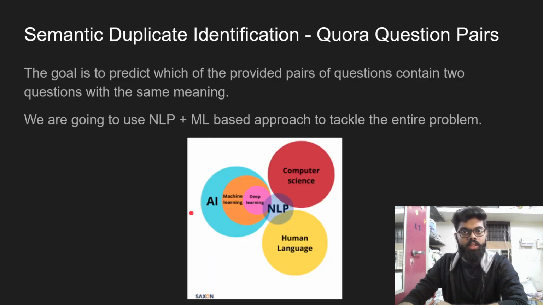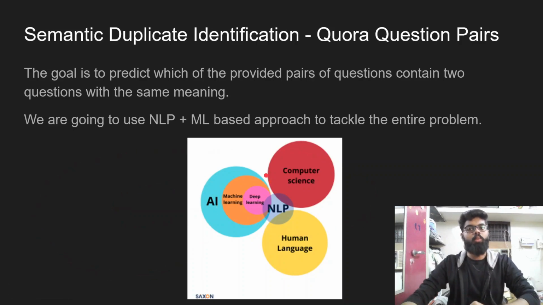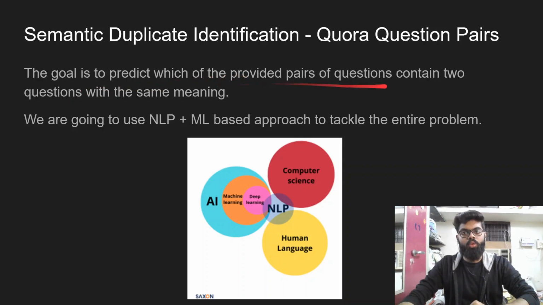It is a semantic duplicate detection application, an ML and NLP based project. Now let's start. What is the project all about? You will be given a pair of questions. You need to say whether those two mean the same or not. That is the overall goal.